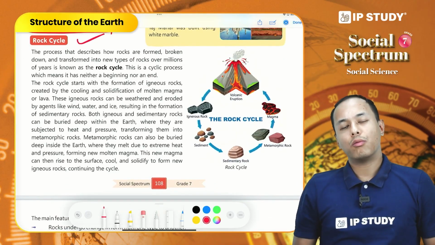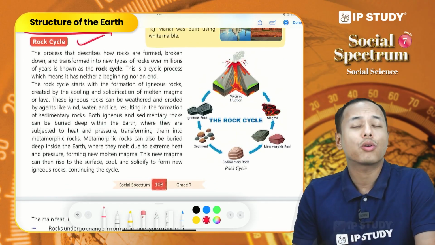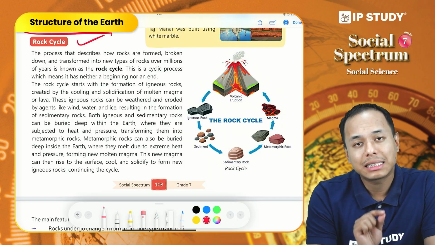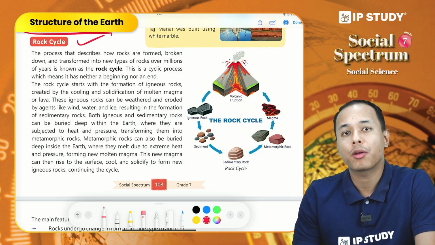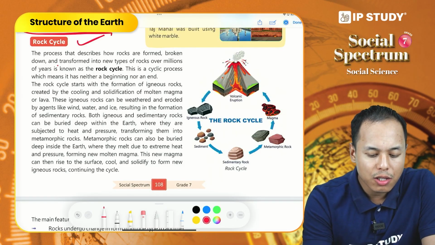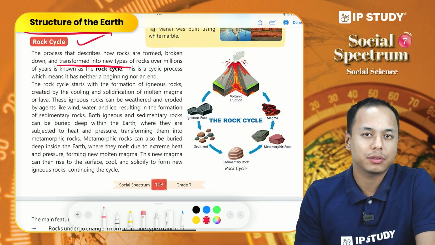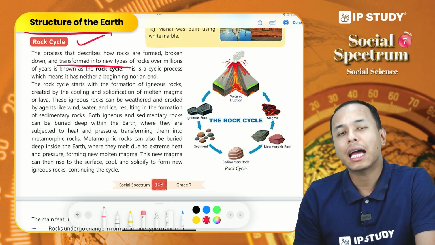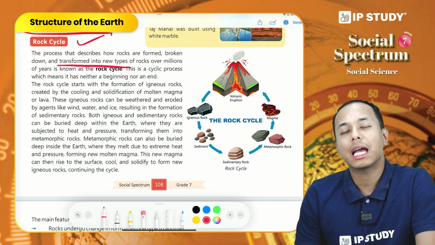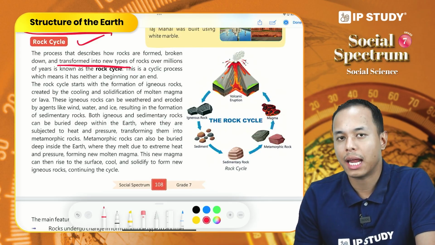So what is the rock cycle? The rock cycle is a process that describes how rocks are formed, broken down and transformed into new types of rock over millions of years. And it is a cyclic process which has neither beginning nor end.